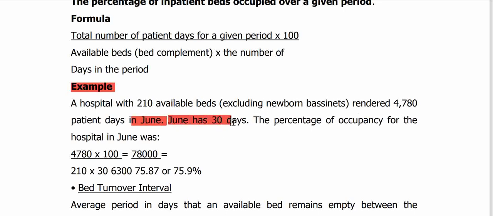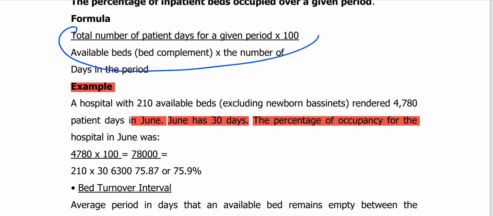And June has how many days? 30 days. And by the way, all these numbers are always there. When you are in the facility, you just need to know which month you are talking about. Check on your calendar and find out whether it has 30 days, 31 days, or maybe 28 days, so you can get this correctly. The percentage of occupancy for a hospital in June was, according to the formula, what we have here.